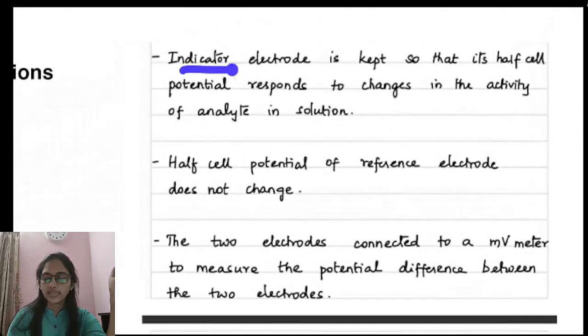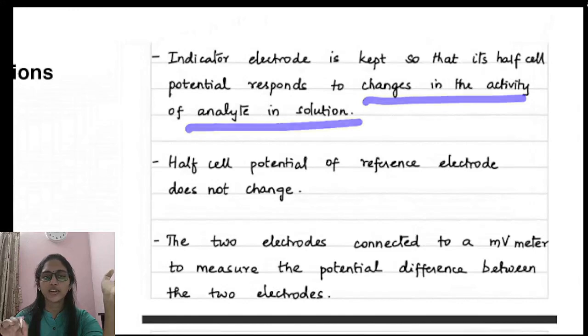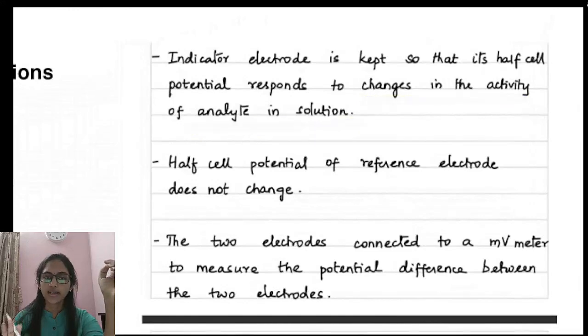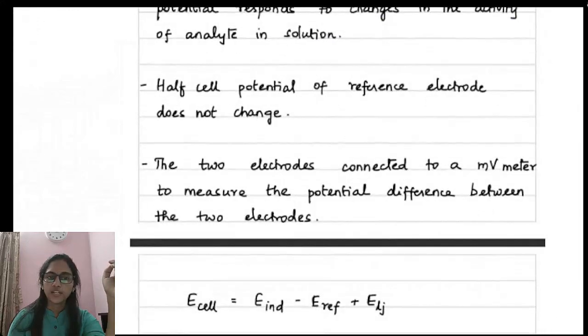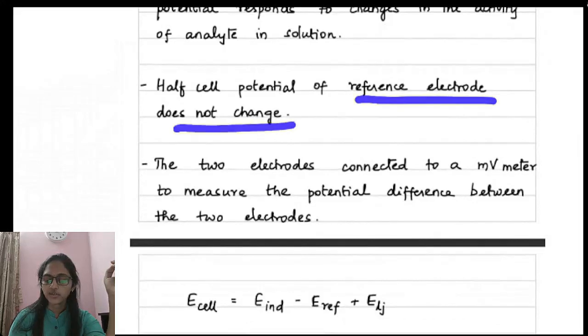Now, what is an indicator electrode? It is kept so that its half cell potential responds to the changes in the activity of analyte in solution. It is just what I had explained now. Now, the half cell potential of the reference electrode does not change.